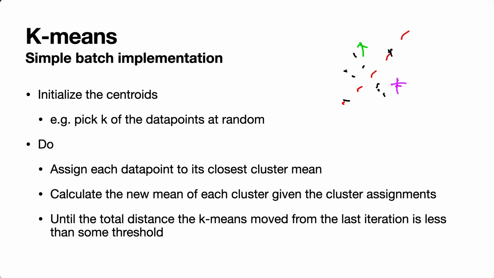Now we recalculate the exact means based on these empirical assignments of data points. Maybe at this point, the mean shifts. It's no longer these ones. Maybe we now have something like this. Okay? Again and again and again. We iterate this until the total distance the means have moved on each loop is less than some threshold, a convergence criterion. Once this threshold is reached, the means are shifting only a tiny, tiny amount, and we stop updating.